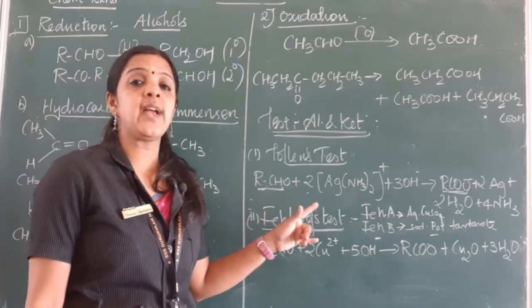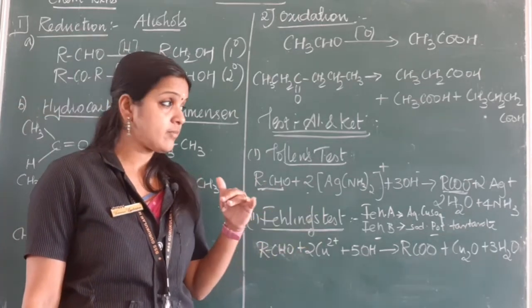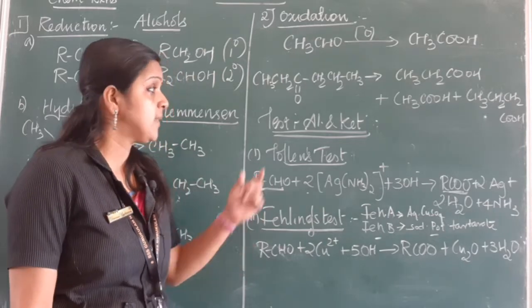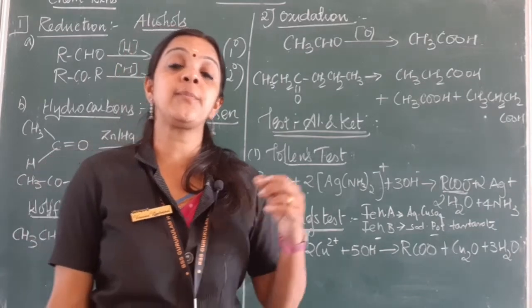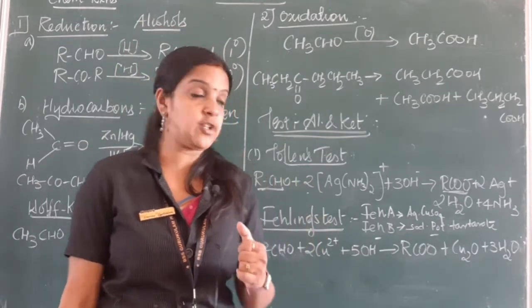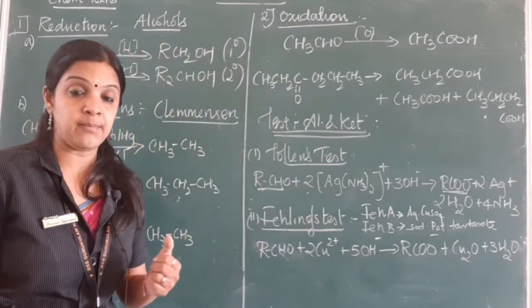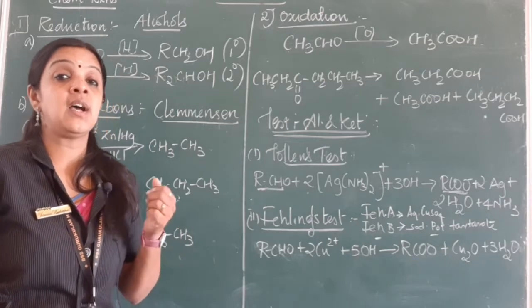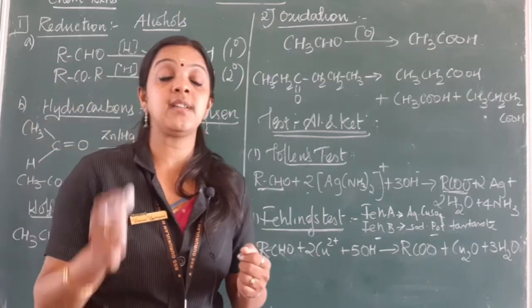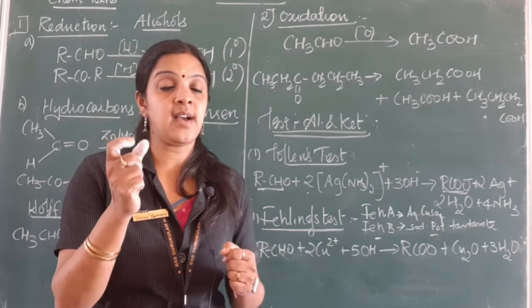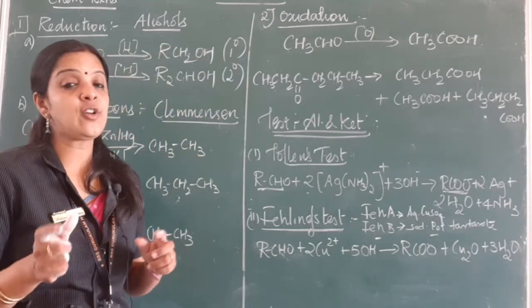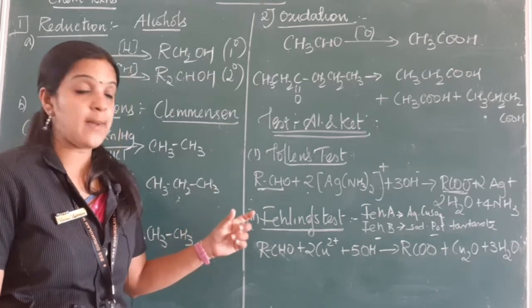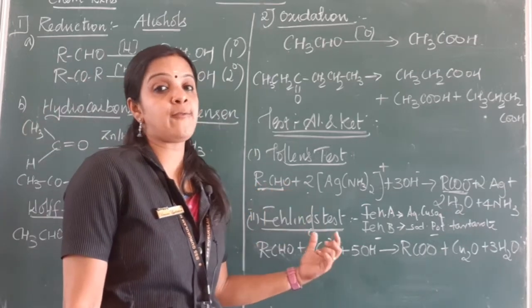The next two reactions are very important, frequently asked in our exam: tests for aldehydes and ketones. Just like finding out primary, secondary and tertiary alcohol, if we have been given a carbonyl compound, how can I identify whether the given compound is an aldehyde or a ketone? So what are we going to do? For aldehydes, we use Tollens' test and Fehling's test.